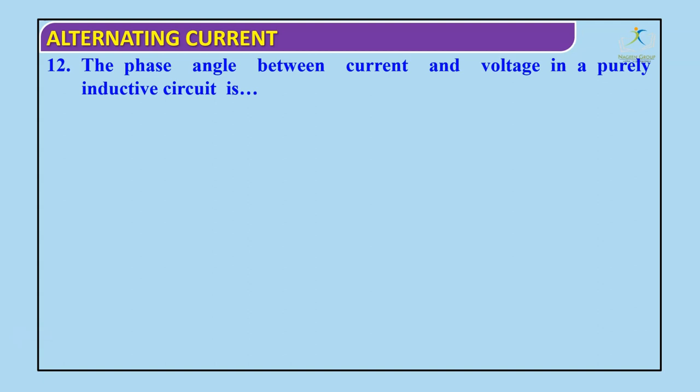Next question we have: the phase angle between current and voltage in a purely inductive circuit is. We have options 0, pi, pi by 4 and pi by 2. So the correct answer is pi by 2.